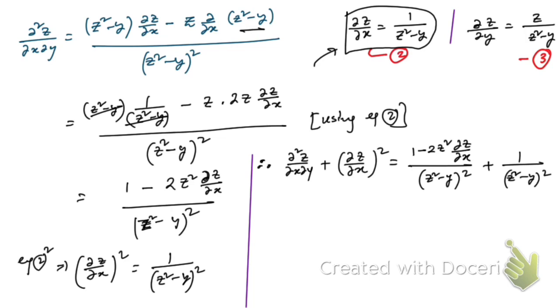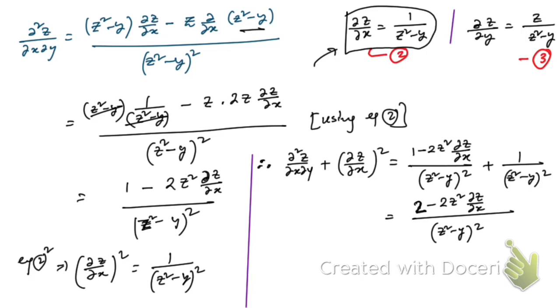Okay, that's fine. Now if we take the LCM, then what we're gonna get, here is the LCM, and in the numerator we're gonna get this result. 1 plus 1, that's gonna be 2. So let me write straight away this as 2. Okay, that's what we have got.